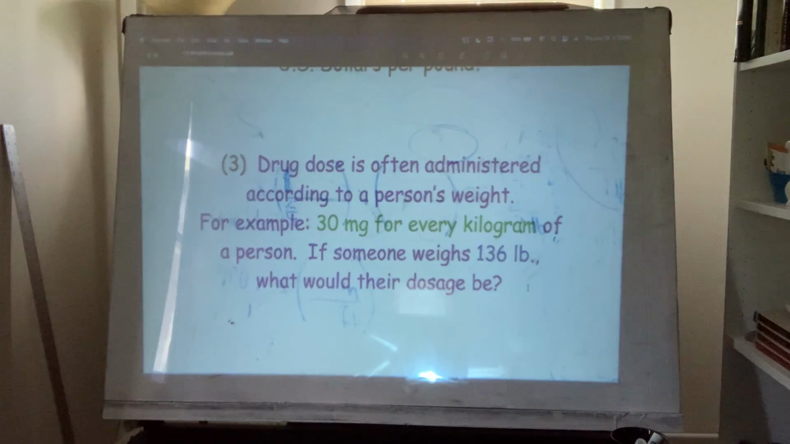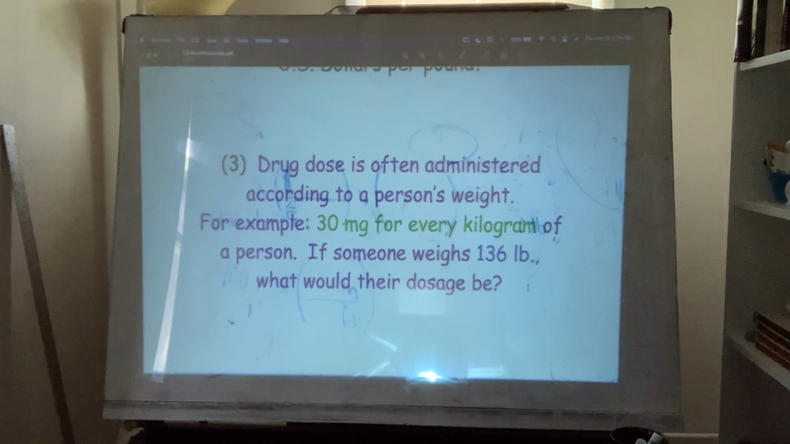Drug dose is often administered according to a person's weight. For example, 30 milligrams for every kilogram of a person. If someone weighs 136 pounds, what would their dosage be? It would be imperative in the nursing field. You potentially could hurt somebody if you're not careful with the dosages.